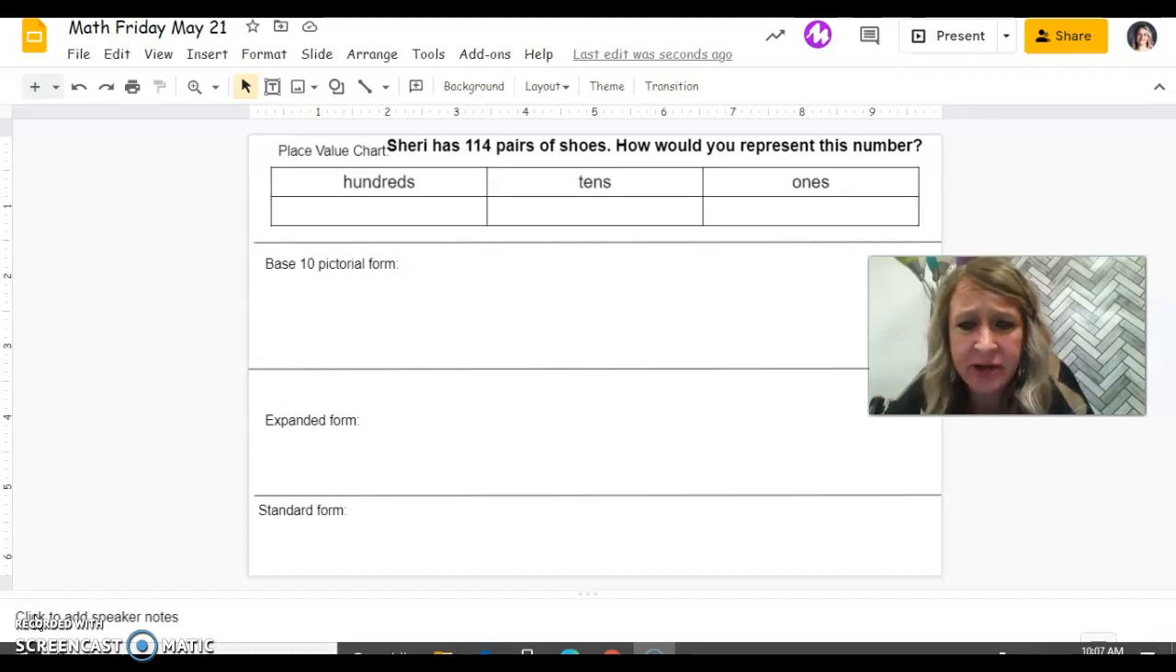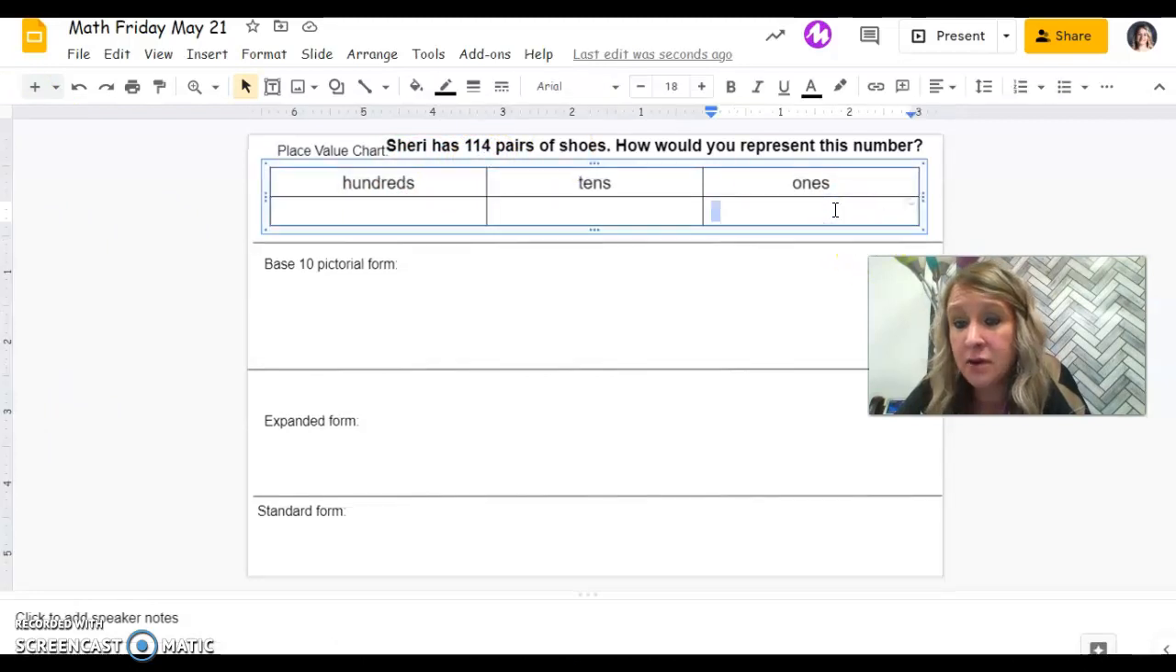It says Sherry has 114 pairs of shoes. How would you represent this number? Okay, so the number on the right is the ones. So how many ones do we have? 4. The number next to the ones is the tens. How many tens do we have? 1. And the number next to the tens is the hundreds. How many hundreds do we have?